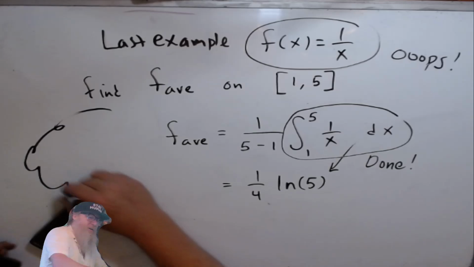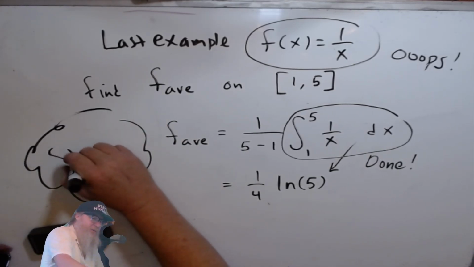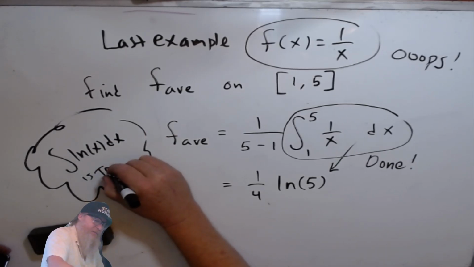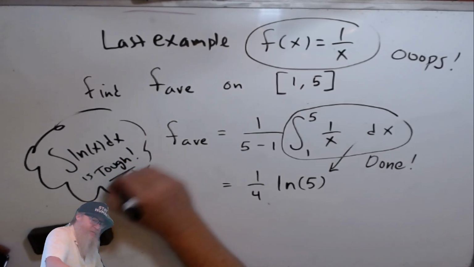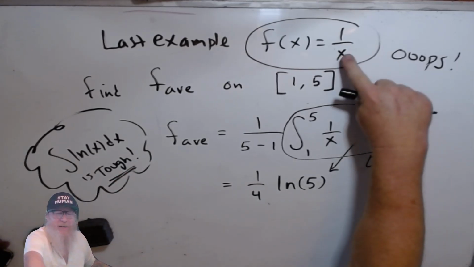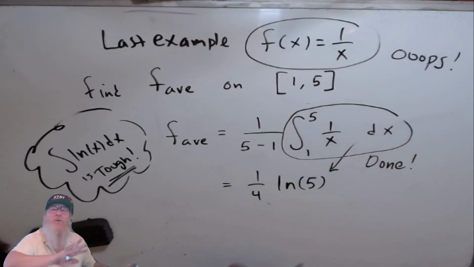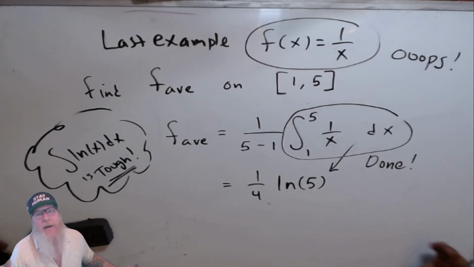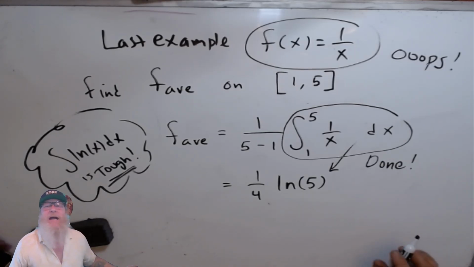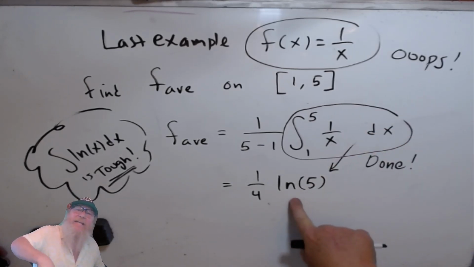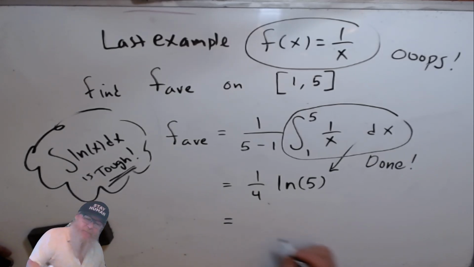I should mention, though, just for fun, the integral of ln of x is not easy. If I would have kept that as the integral and the antiderivative of ln of x, that's a whole other lecture that I'm not prepared to give you today. I'm prepared, but I don't know if you're prepared to listen to another hour of that. So the function is 1 over x, and then the integral is ln of x.